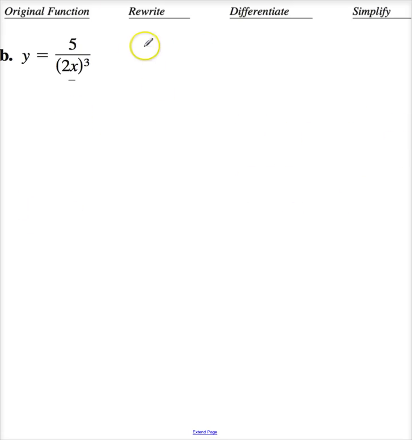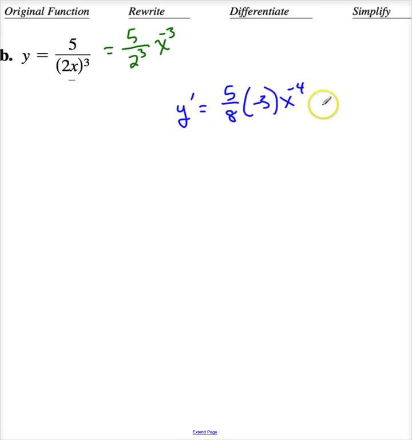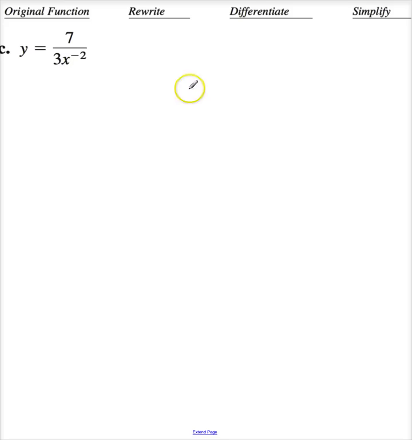Let's do this one right here. Let's rewrite this. So this is 5 divided by 2 cubed times x to the negative 3rd. So when I take the derivative, I can say y prime is equal to 5/8 times negative 3 x to the negative 4. Now once again, I want to simplify, get rid of my negative exponents. So this is negative 15/8 times x to the 4. Now sometimes we try to trick you.